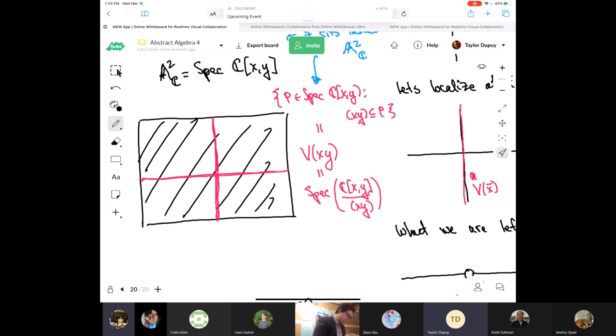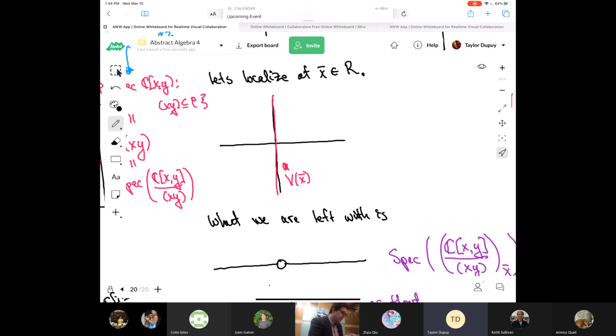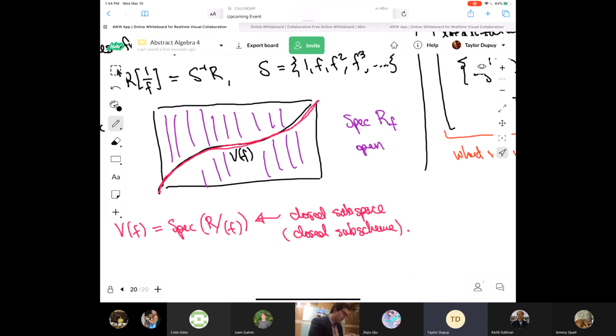Sorry, can you say that one more time? Closed subspaces are quotient rings. So in the dictionary, to get a closed subscheme, you take a quotient of a ring, and that's how you get these V's. To get an open subspace, or a principal open subspace, you take the complement and you do the localization.